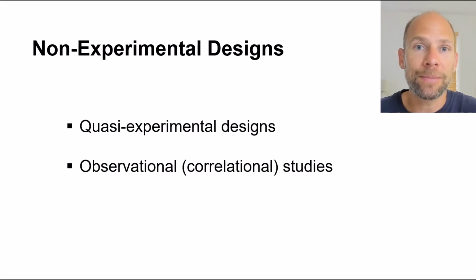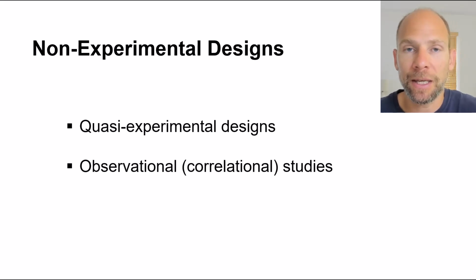However, oftentimes this is the only choice that we have, because we cannot study, for example, gender groups by random assignment. We could not randomly assign people to conditions such as smoking or non-smoking or other hazardous behaviors that would be unethical to expose people to. And so therefore there are situations where we have to resort to quasi-experimental designs or observational correlational studies.